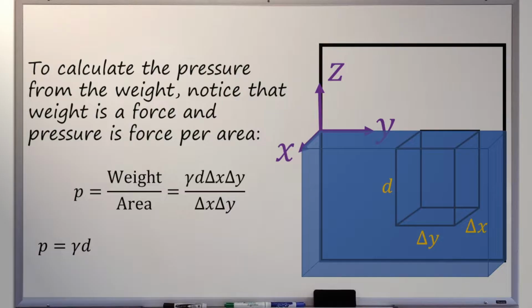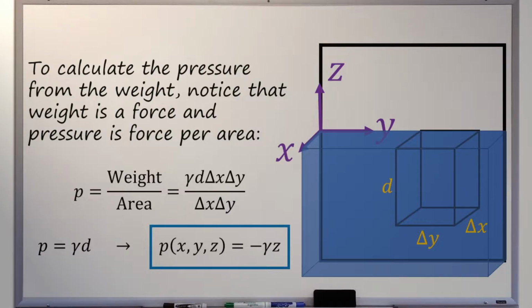Now we'll put that in our coordinate system. Remember, z is negative for deep stuff, so stuff underwater has negative z, so that formula becomes pressure equals negative weight density times z.